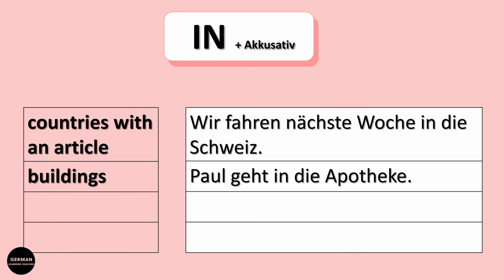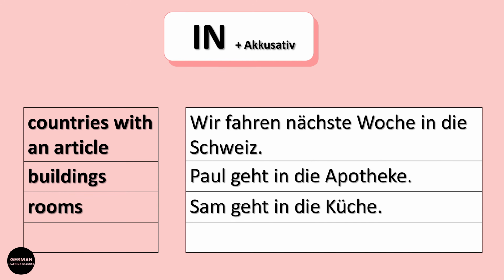It's also used for buildings. For example, Paul geht in die Apotheke. Means Paul goes to the pharmacy or into the pharmacy. Apotheke is a building, so that's why we have to use in. Next one, rooms. Sam geht in die Küche. Means Sam goes to the kitchen. Küche is a room, so that's why we also use the preposition in.